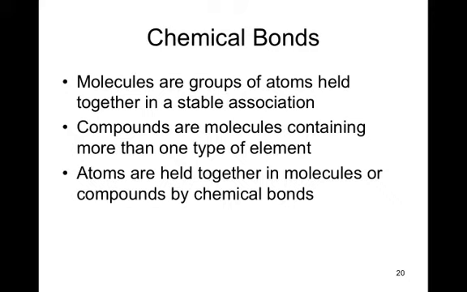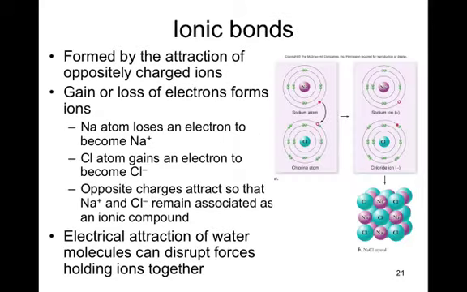These chemical bonds can come in a couple of different forms. There are ionic bonds, in which atoms are attracted to each other because of their opposite charges. And then there are covalent bonds, where atoms share electrons. And we'll also consider hydrogen bonds later in the chapter. We'll start by considering the ionic bond. Ionic bonds are formed by the attraction of oppositely charged ions.